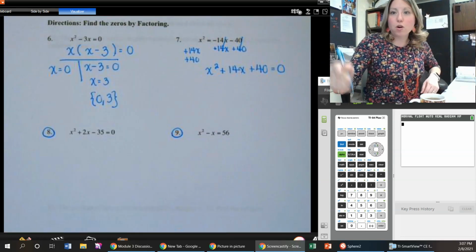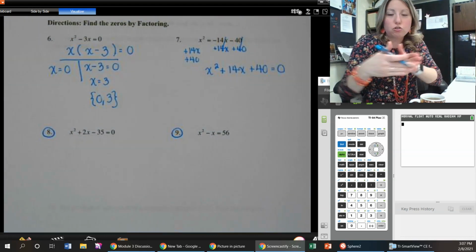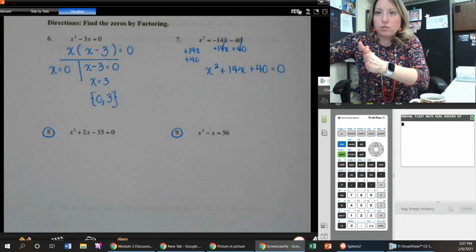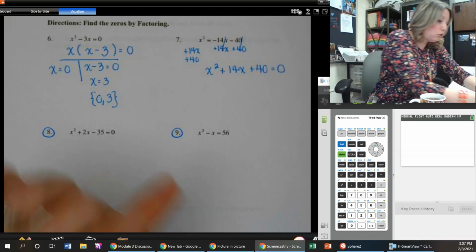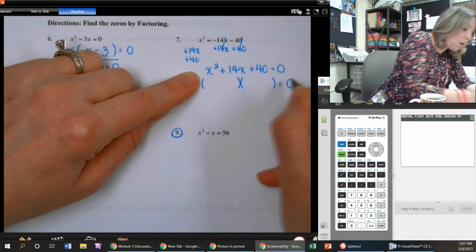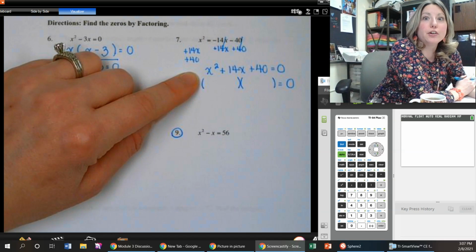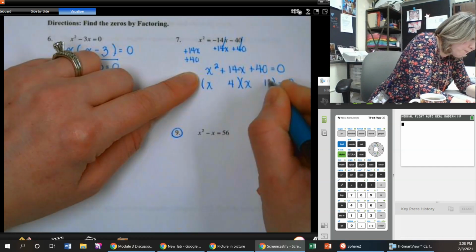So standard form is descending exponential order. Starts with your x squared, then your x term, then your constant equals 0. And the whole point of getting that equals 0 is so that you can then factor this trinomial. So what are the factors of 40 that are going to add to give me 14? So that would be 4 and 10.